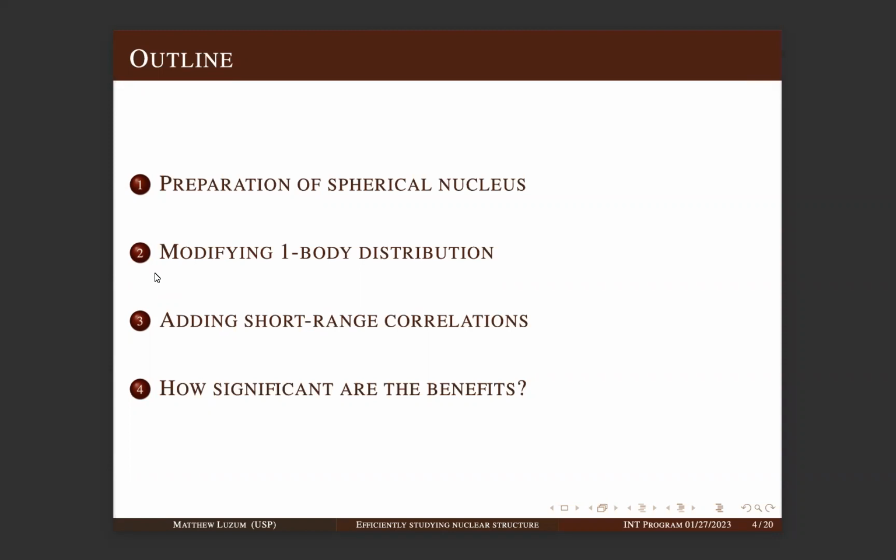Then the last part of the talk, which is also important, we want to try to get some benchmarks and get some idea of how useful this is. What kind of speedups does it give us?